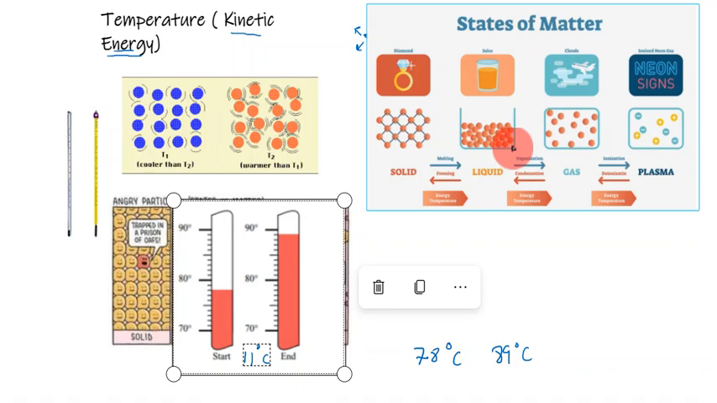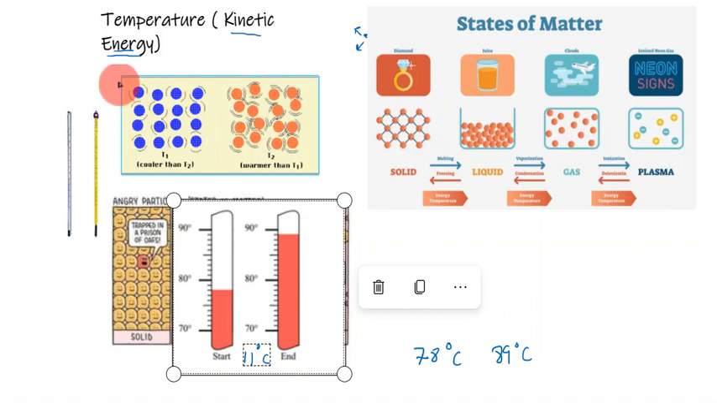And all different materials are made up of different types of atoms or particles, and they will all exist in different states at different temperatures. Okay, so that is temperature, and that is how to measure temperature.